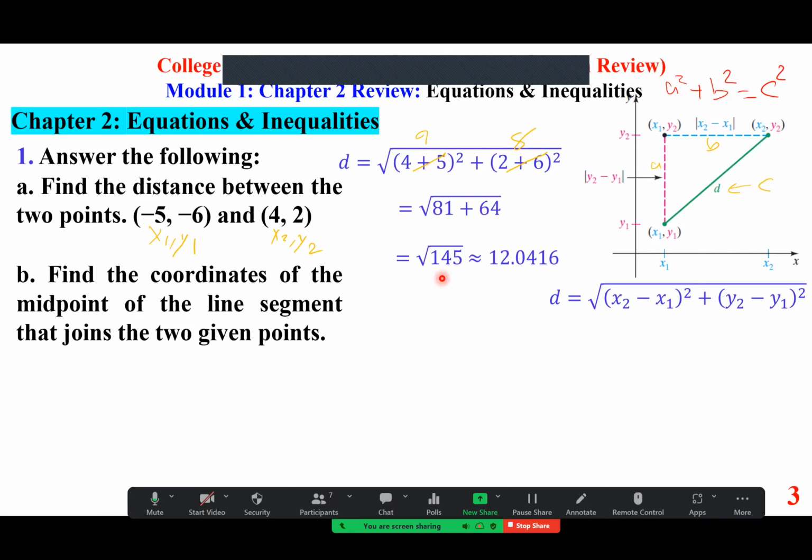Now, this is the exact answer, everybody. So if somebody says, okay, what is the exact answer? Here's your answer. And this is an approximation. And how many decimals? Whatever they ask you. Normally, you carry a lot of decimals unless they tell you how many. Then you stick with that.